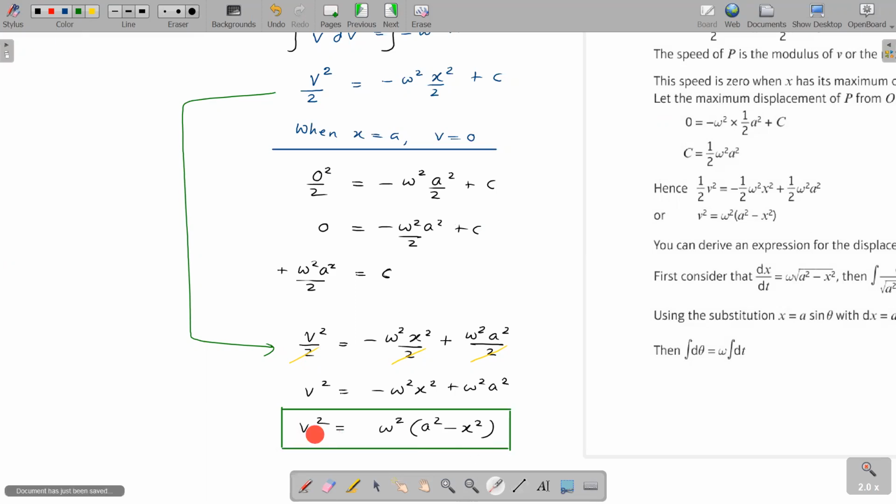So you can actually use this equation without the proof. I have done the proof of getting this equation, but you are able to use this equation without actually going through this proof. Okay.